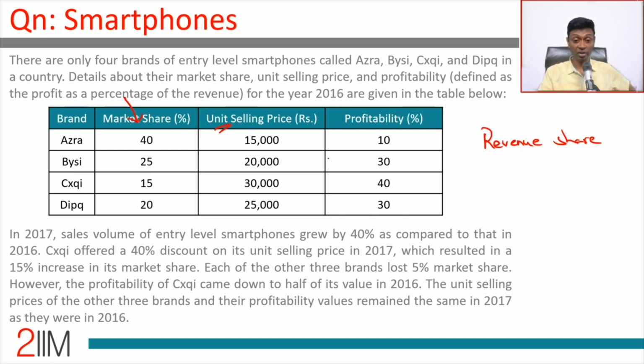In 2017, sales volume of entry-level smartphones grew by 40%. So all 4 put together, they are the only smartphone brands. Right, so put together, their volumes grew by 40%. Cxqi offered a discount of 40%. So this 30,000 becomes 18,000, which resulted in a 15% increase in market share. Each of the other 3 brands lost 5% market share. So this 15 becomes 30, this becomes 20, this becomes 35, this becomes 15.